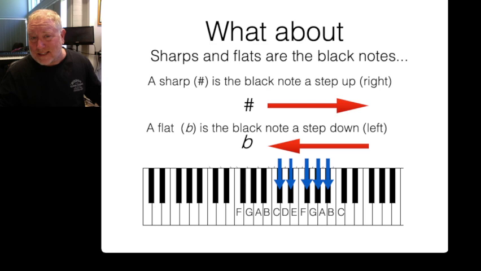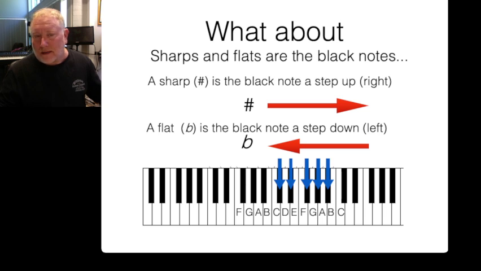Interestingly, a flat is the black note a step down or to the left. If we're on D now and we step to the black note to the left, what do you notice? It's the exact same note that we were talking about before. We call it a C sharp, but we can also call it a D flat because it's a black note to the left of D. It's a black note to the right of C. So we can call it C sharp or D flat.